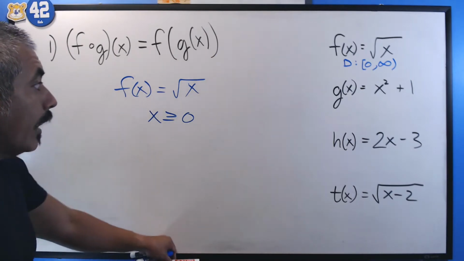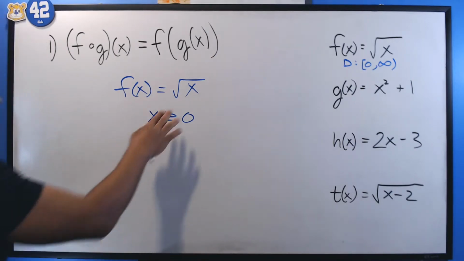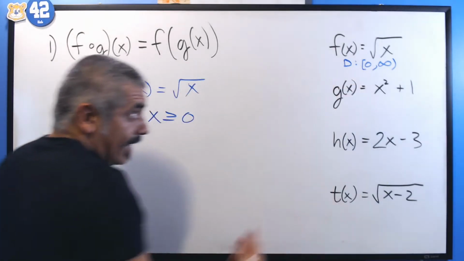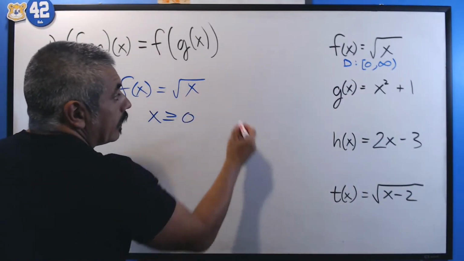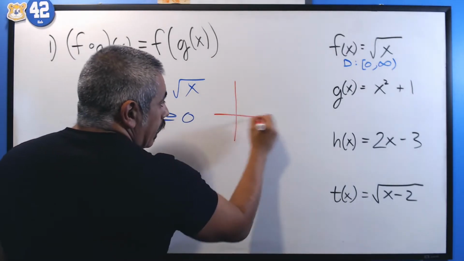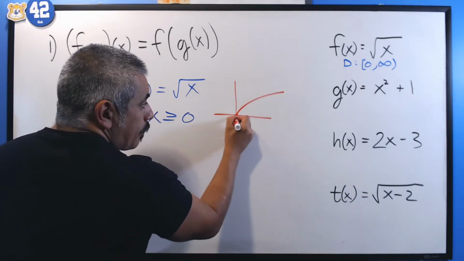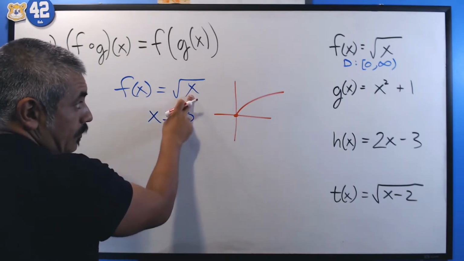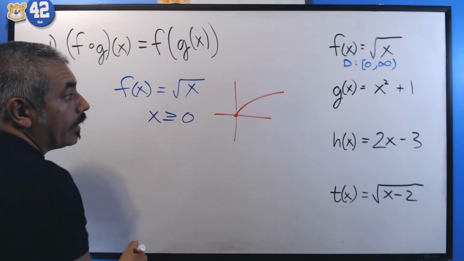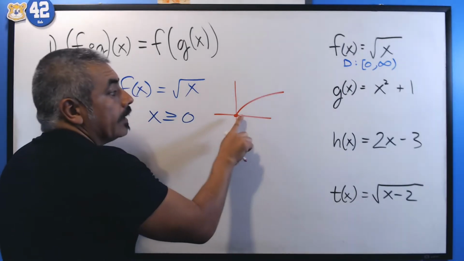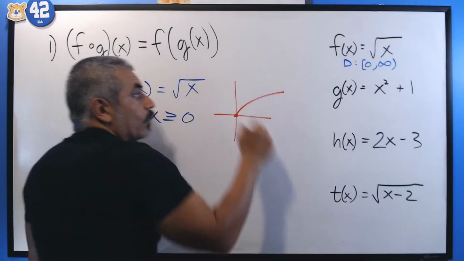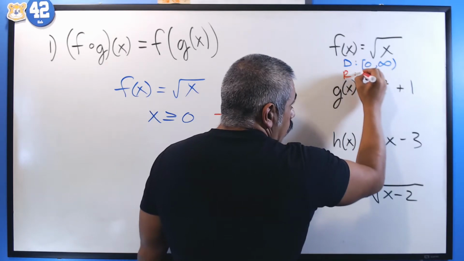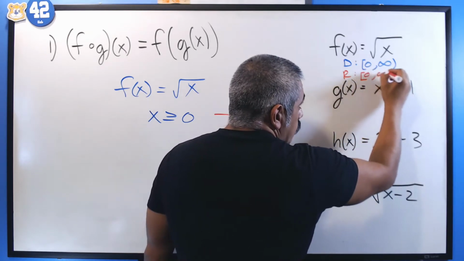Now to find the range, remember that the lowest value this function can take is 0. This function is drawn like this. So this is the point that we need to find, and that happens whenever x equals 0. Whenever x equals 0, y equals 0, and that's the lowest point. And the range is going to go from 0 all the way to infinity.